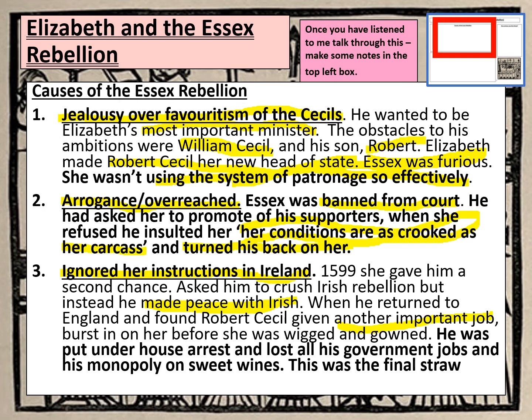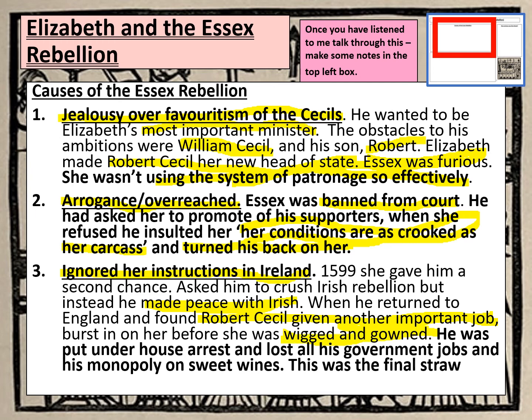He found out that Robert Cecil had been given another important job when he got back. So he's come back, he feels that he's done a really, really good thing. Rather than going to war, he's created peace with Ireland. He expects to be congratulated. Now, I don't really know how he expected to be congratulated because he'd gone against direct orders. But he'd come in, he'd gone, I'm a hero, and Robert Cecil has been given more. So this is the bit where he burst in on her before she was wigged and gowned. Remember, that was not a lovely sight.